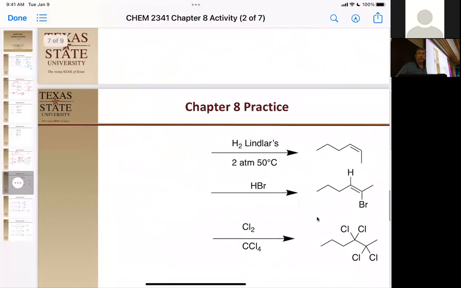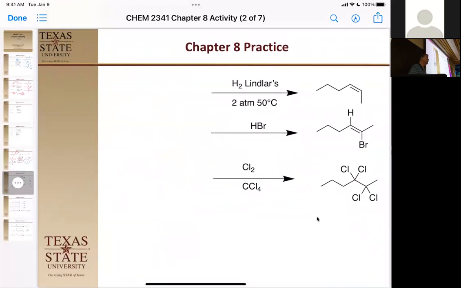Okay, so let's do a couple more backwards. Lindlar's catalyst. What did we have to start with? Well, we ended with an alkene, so we must have started with an alkyne, right? This is technically chapter 7, but let's count our carbons right here. 1, 2, 3, 4, 5, 6, which means we have 6 carbons in our product. And remember, Lindlar's does syn addition, so these are hydrogens here. That's why it's the cis alkene.